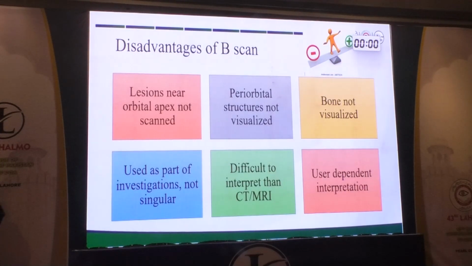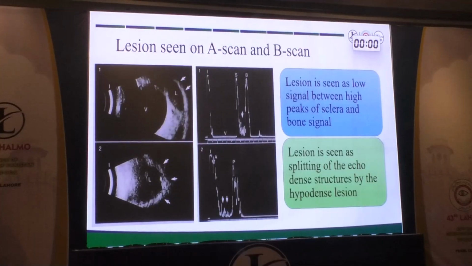Disadvantages of B-scan: a lesion near the apex cannot be scanned. Periorbital structures are not visualized. Bones are not visualized. Used as a part of investigation, not as a singular one. More difficult to interpret than CT and MRI, and user-dependent interpretation. These are the disadvantages of B scan.